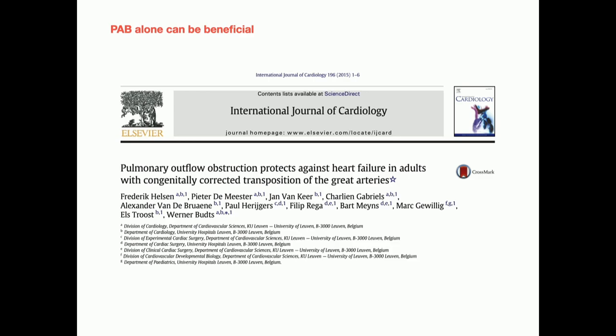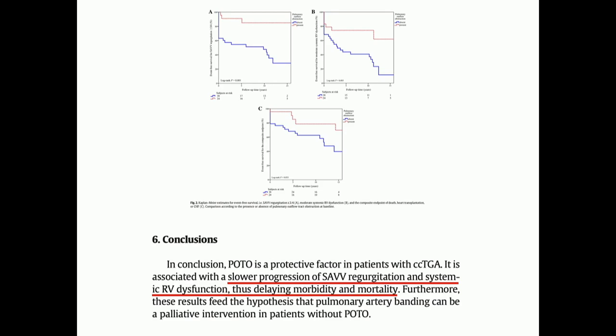it goes as far as to say that even PA banding alone can be beneficial in the long run rather than doing nothing in these patients, because PA banding slows the progression of the systemic AV valve regurgitation and systemic RV dysfunction, thus delaying the morbidity and mortality of these patients.